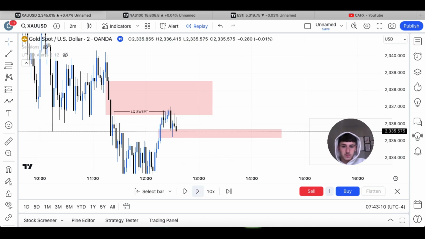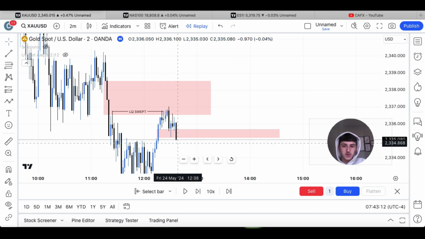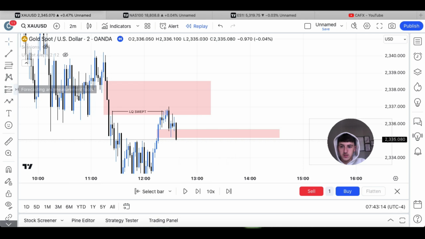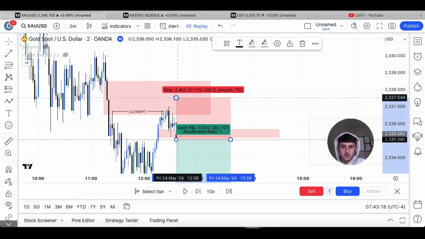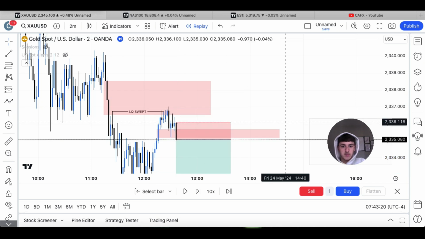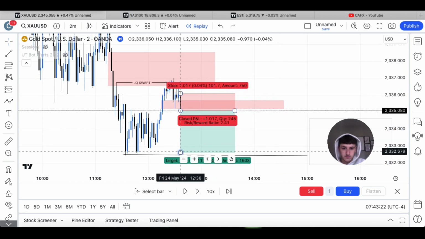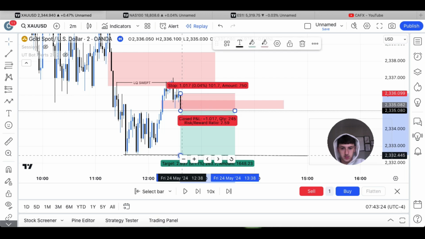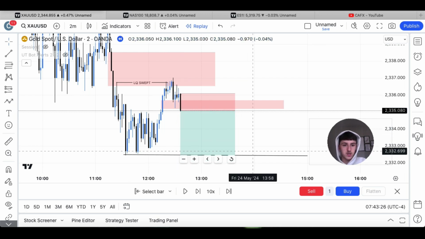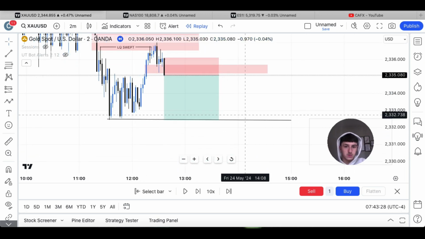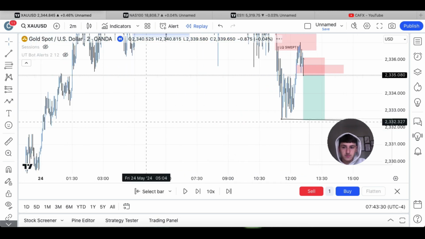So what I wait and do, I wait for an inverse fair value gap. So there we go, we get the inverse. So this now means to me that I'm entering a short position because we've inversed a bullish fair value gap. My stop loss is going to be above the candle that inversed, and we're simply just going to target the bottom of the range or any kind of sell side liquidity. So equal lows or a big swing point in the market.